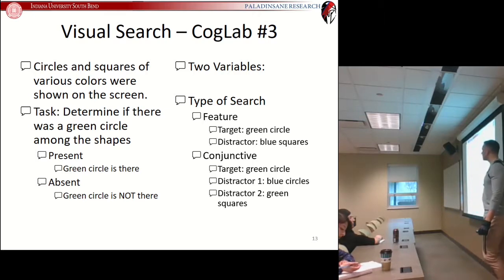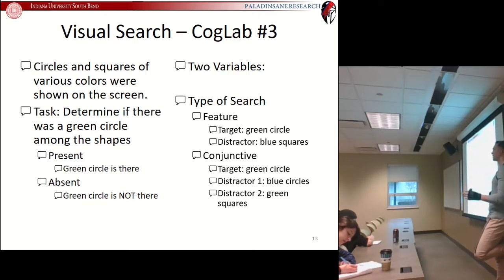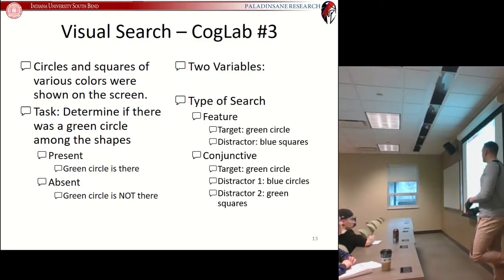On the other hand, in the conjunctive search, you need to search for 2 features at the same time, hence the conjunctive. You need 2 together. If you're looking for the green circle, it's not enough to look for circles, because there are blue circles in there that are distractors. They're not the target. And you can't just look for green shapes, because there are green squares in the distractors as well. So in order to locate your target, you have to look at the same time for both green and circle together, hence the conjunctive search.